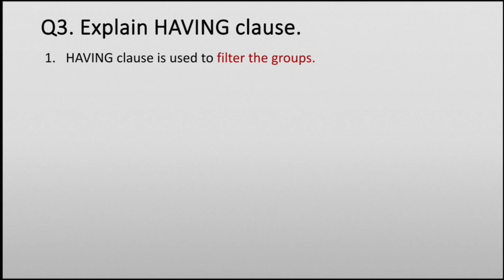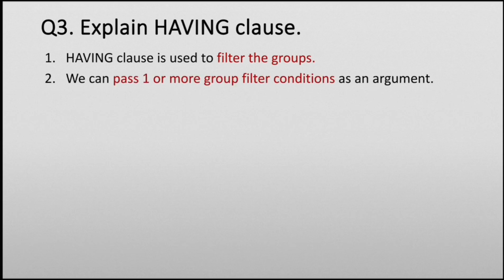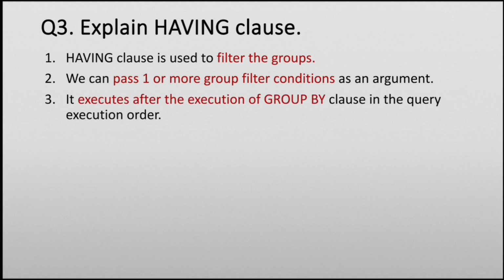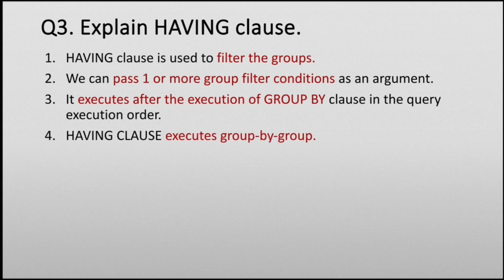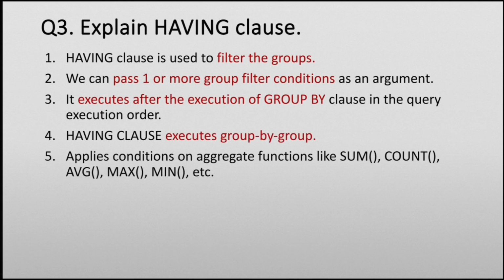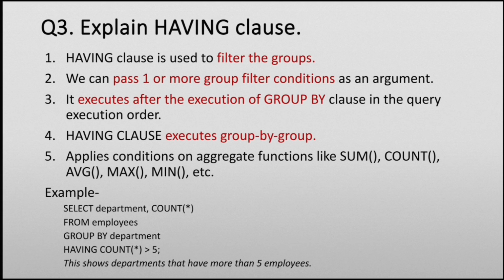The next question is explain having clause. Having clause is used to filter the groups. We can pass one or more group filter conditions as an argument. It executes after the execution of group by clause in the query execution order. Having clause executes group by group. It applies condition of aggregate function like sum, count, average, max, min, and many more. You can explain the below given example if needed.